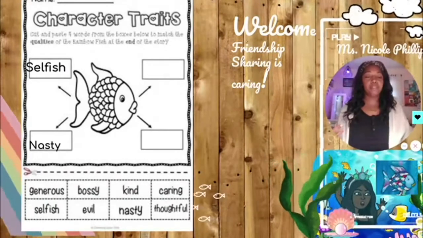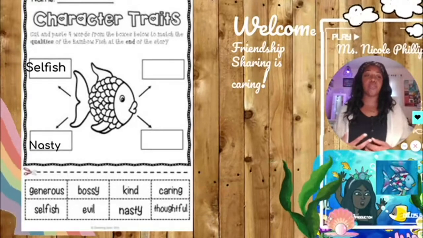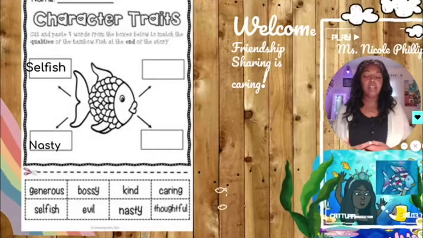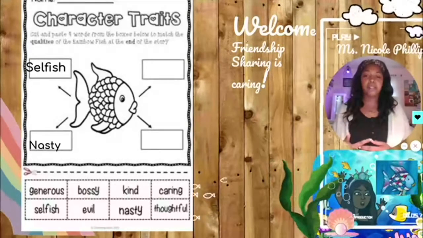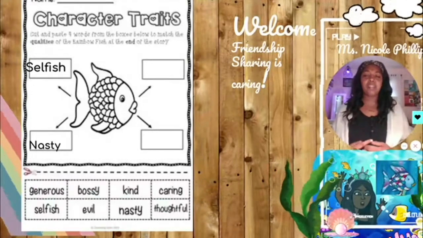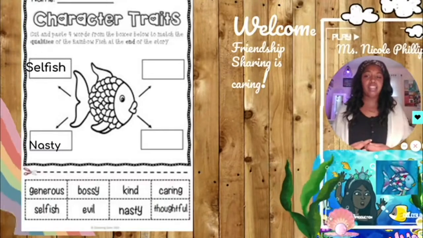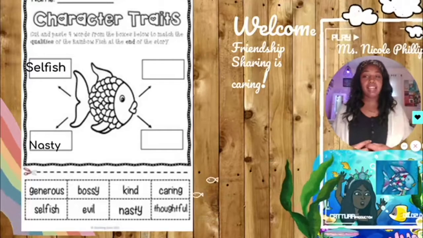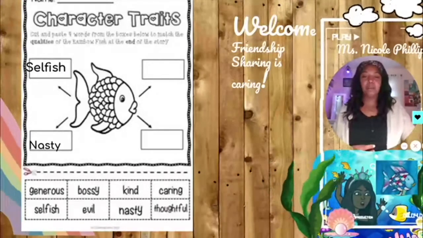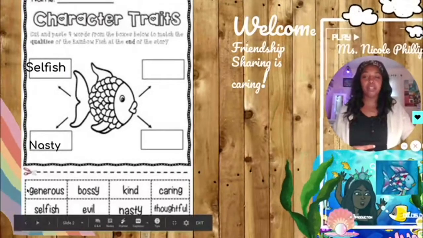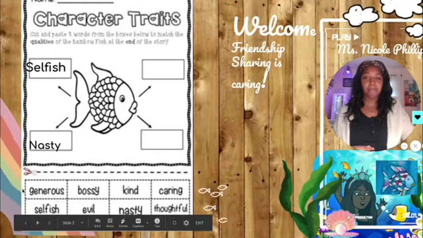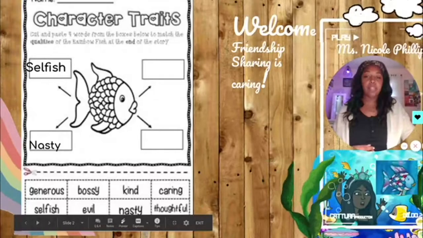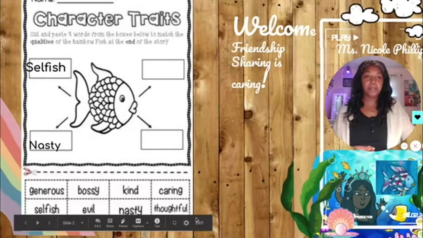But towards the end of the story, Rainbow Fish's character traits did change. He saw the wise octopus, and after seeing the wise octopus, he realized it was nice to be kind and that he should be generous and maybe share. And for that, I will say that Rainbow Fish was generous towards the end of the story. And towards the end of the story, he was thoughtful after he spoke to the wise octopus.